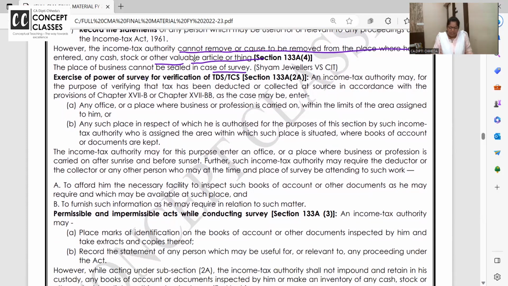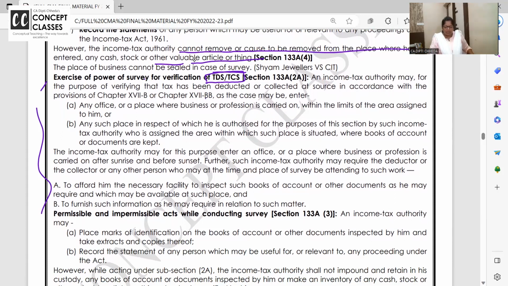Exercise of the power of survey for verification. You know, so many times separate surveys are done just to verify TDS TCS compliance. Every month, are they deducting TDS on time? Are they depositing on time? Yearly, are they furnishing the return by 31st May and all? ये अपना एक अलग सर्वे है जो बहुत सिंपल होता है. इनकम टैक्स अथॉरिटी, फॉर द पर्पस ऑफ वेरीफाइंग द टैक्स हैज बीन डिडक्टेड.